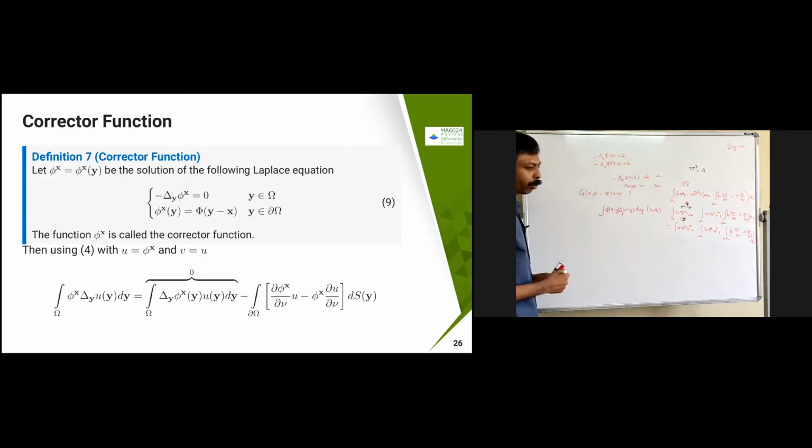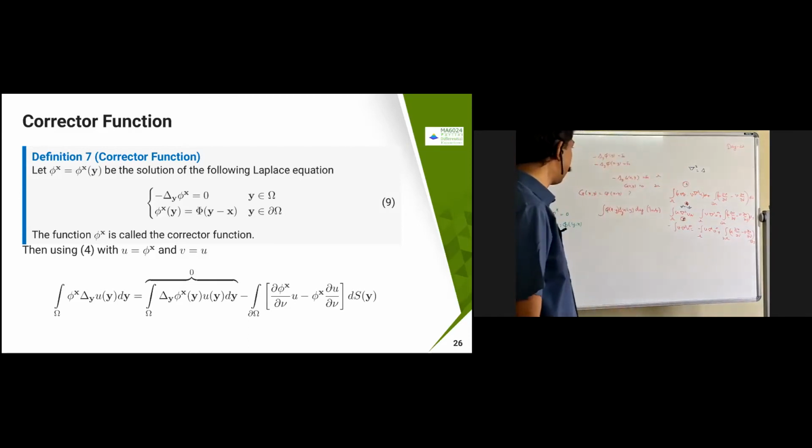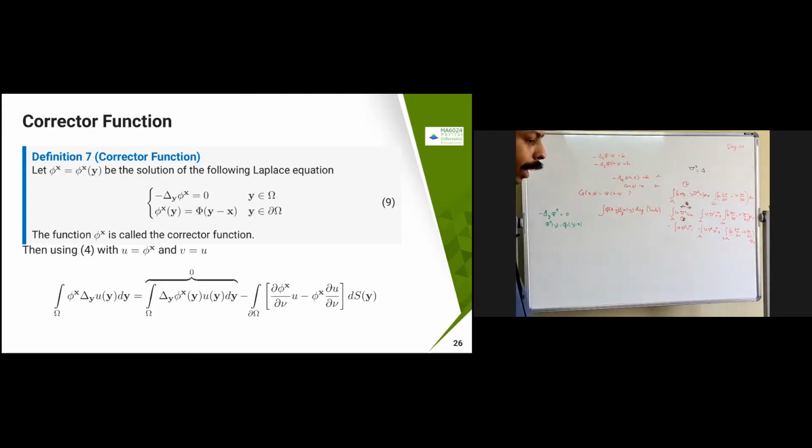Here, I'm going to define one more problem. Minus del y of pi x, and this pi x I'm going to call the character function. Minus del y pi x equal to, this is nothing but the Laplace equation, and pi x of y I'm going to choose as the fundamental solution, pi of y minus x. The capital pi is the fundamental solution, wherever I mention it. So pi x is called the character function.